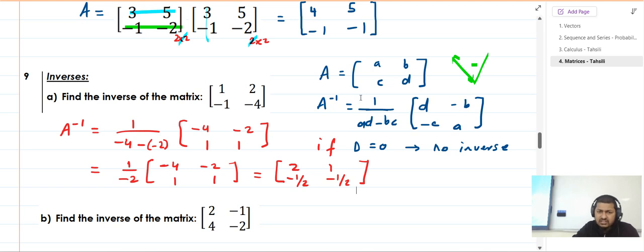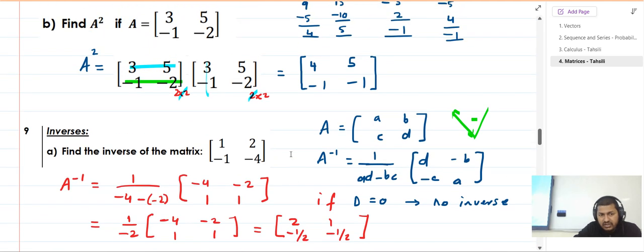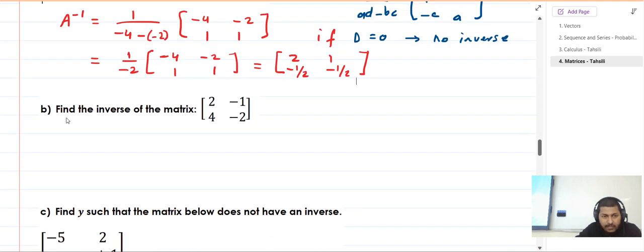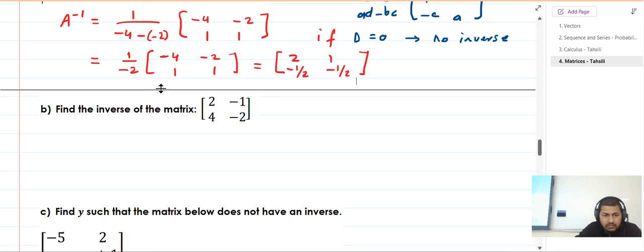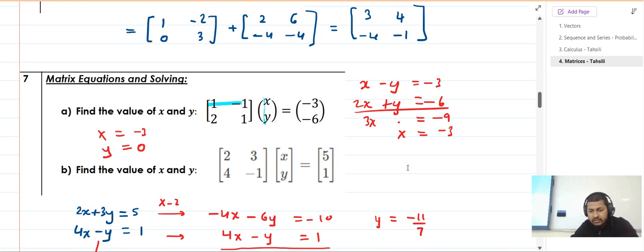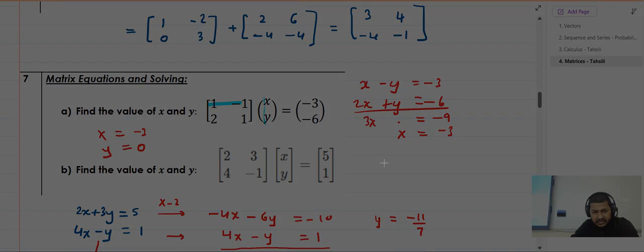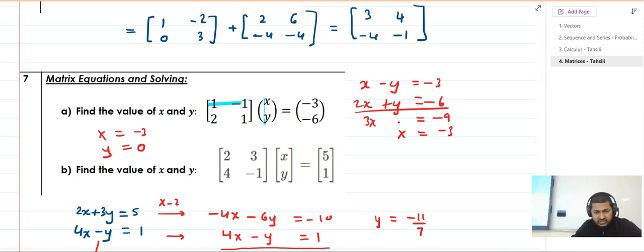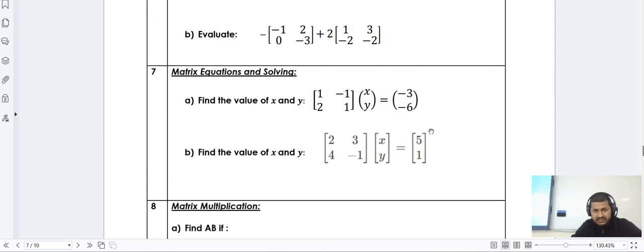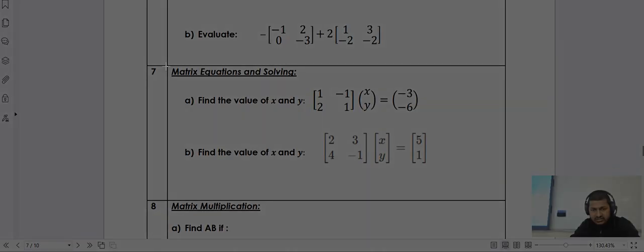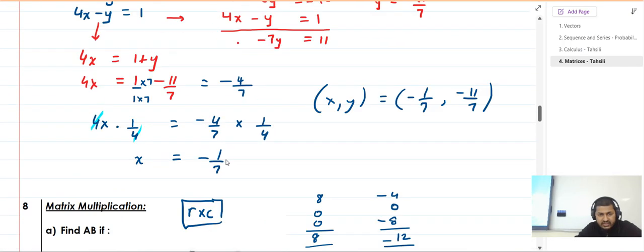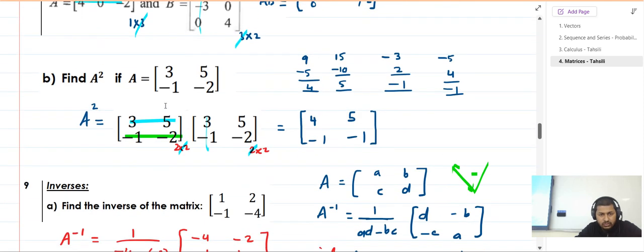Why do we use inverses? We use inverses to solve matrix equations, or we can solve simultaneous equations using matrices. Example. Remember we have a matrix equation here, like what I gave you. Let's look at Question 7a. If I go back, let's resolve this using the matrix inverse. Find the value of x and y. We can use an inverse to solve for x and y. Remember, x was -3, y was 0. So I will come to the same answer over here.